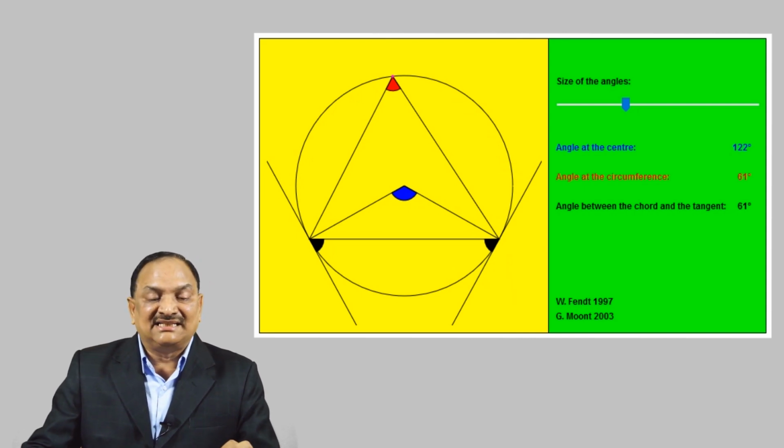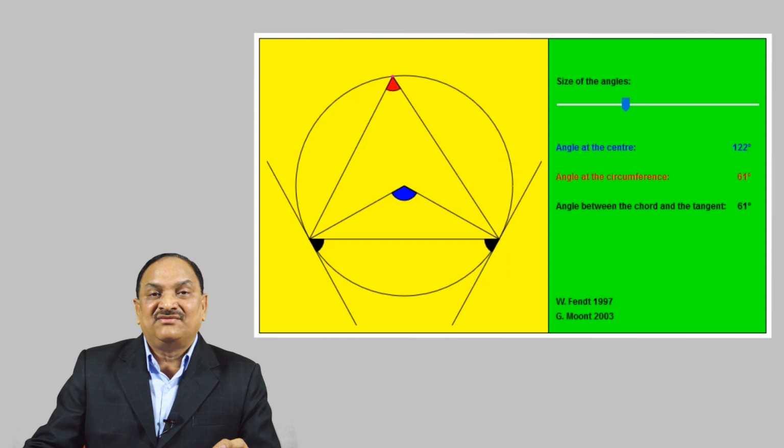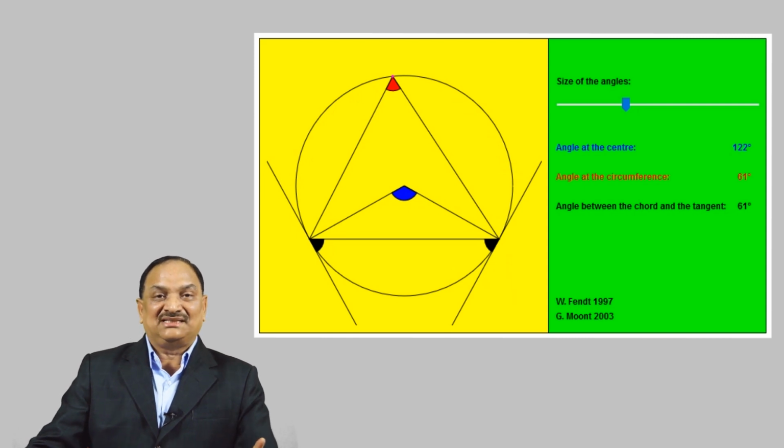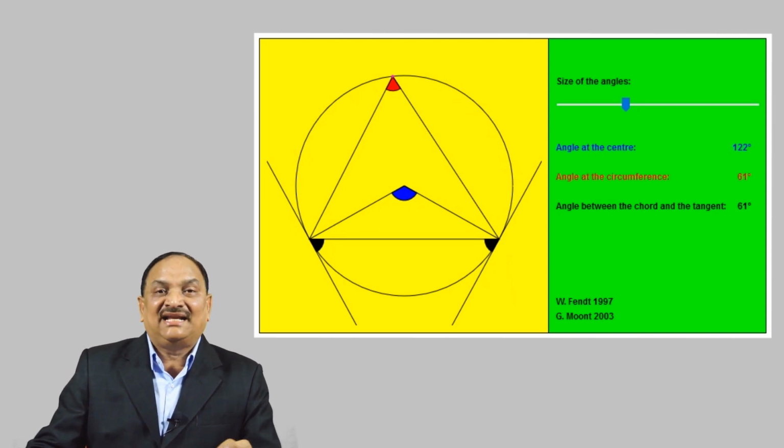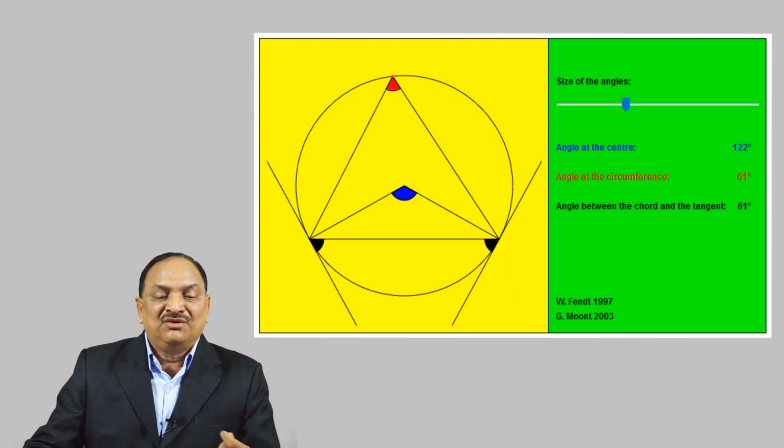The measure of this angle is 61 degrees, and this 61 degrees, you see again it is in red color there, 61 degrees. So what is this theorem now? It is the alternate segment theorem. The angle between the tangent and the chord drawn at the point of contact is equal to the angle in the alternate segment. So watch this again.